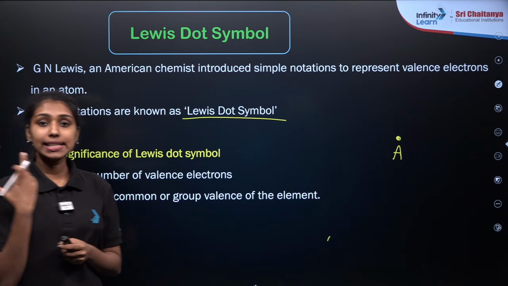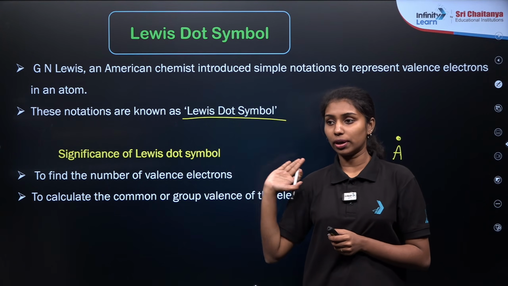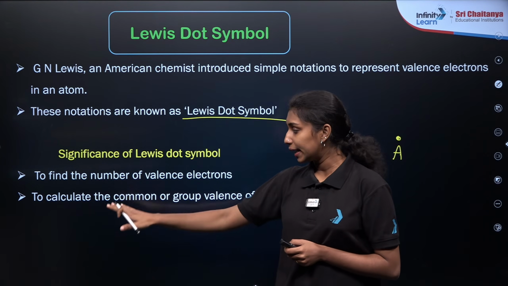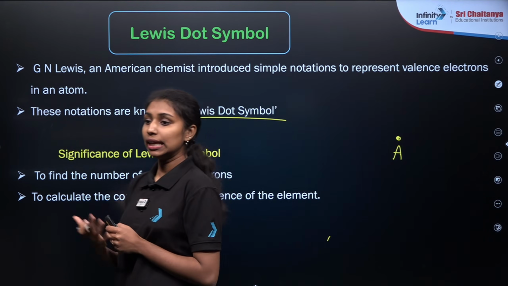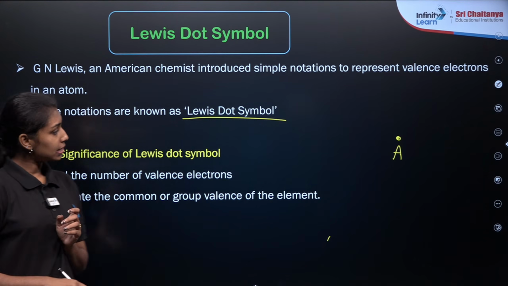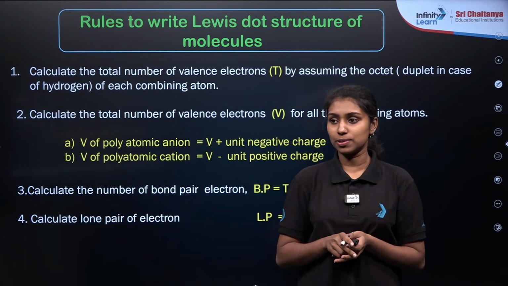Now, what is the significance of the Lewis dot symbol? It is simply giving the number of valence electrons, as we already know. Then, from the Lewis dot structure, we can identify the common or group valency of the element. We have already studied this in the classification of elements chapter, the periodic table chapter. Now, let us see how to draw the Lewis dot structure of different molecules.